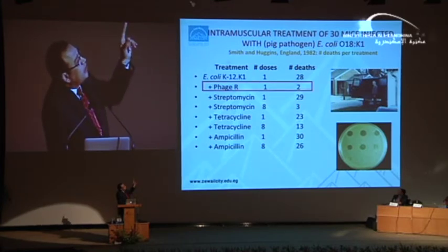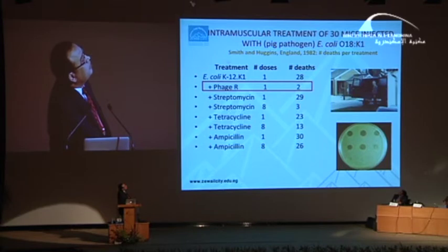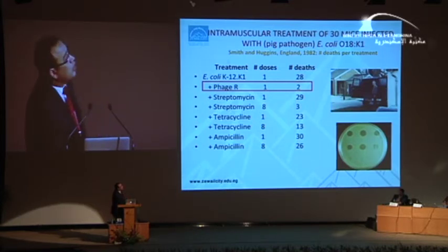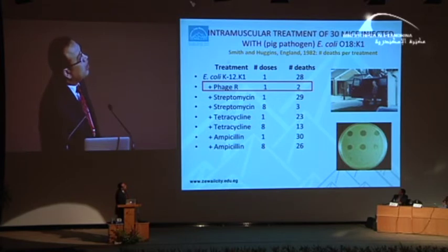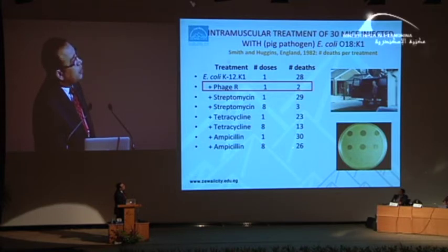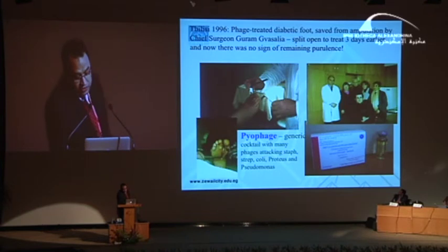This is a nice work done in 1982. They used different antibiotics to treat E. coli in mice, infecting mice with E. coli 018. And they found that when they treated the mice with bacteriophage, phage R, only 2 mice died, and this is with only 1 dose. While with different antibiotics, most of the mice died even after the treatment with antibiotics, which is quite promising and amazing. So I'm going to present some other nice pictures.